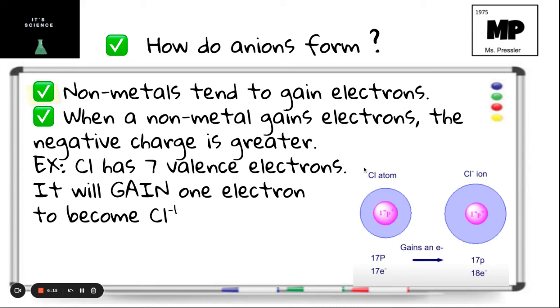So let's take a look at the picture here. Here's a neutral chlorine atom. It has 17 protons and 17 electrons. It will want to gain an electron to have a total valence electrons of 8. Right now it has 7. So if it gains 1 more electron, the overall charge is negative by 1. So that's why we write Cl -1, or you can write Cl with just the negative sign.